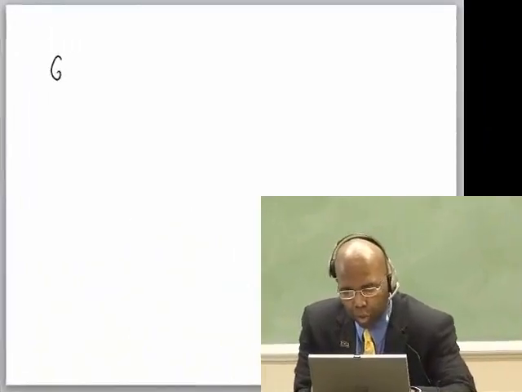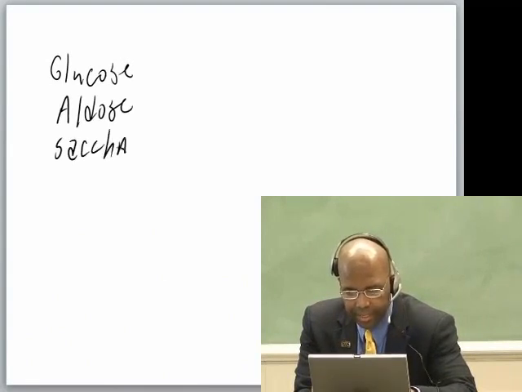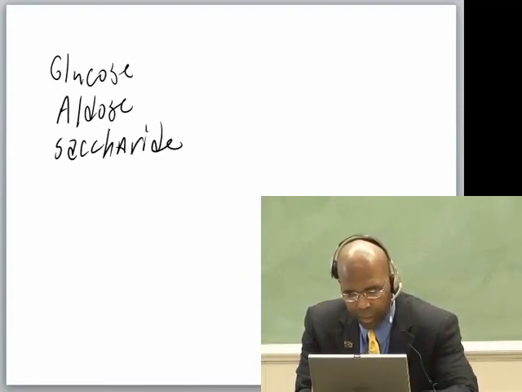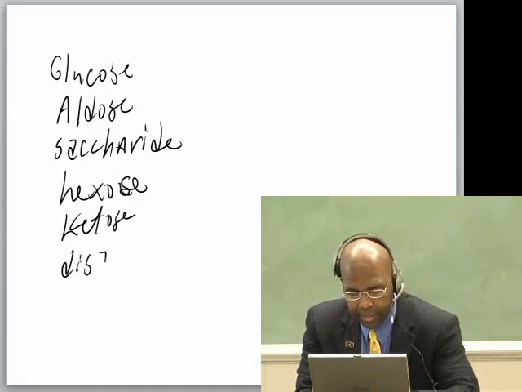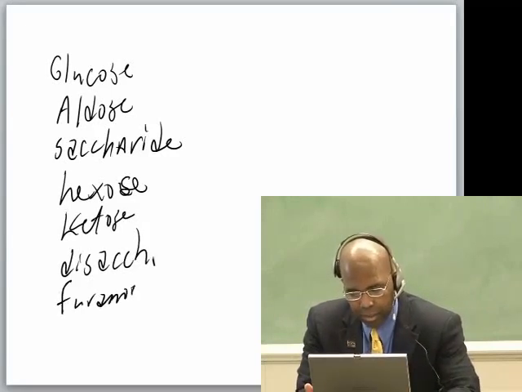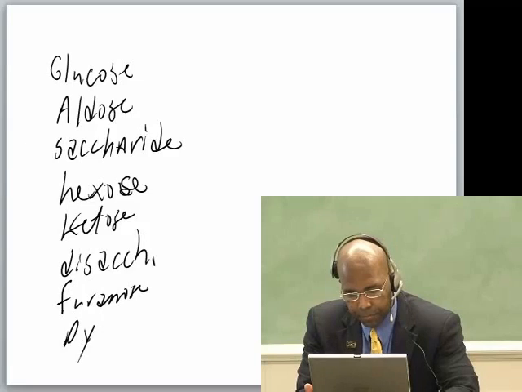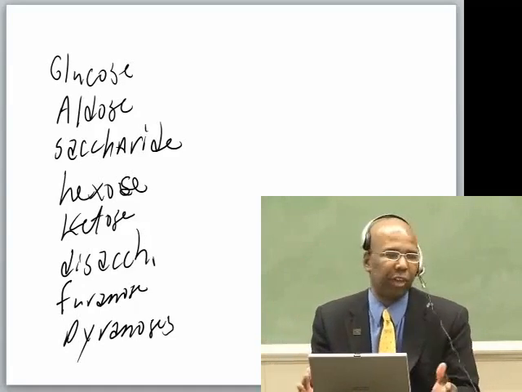Now, we've talked about a lot of different types of sugars. We've talked about things like glucose. We talk about aldoses, saccharides, hexoses, ketoses, disaccharides. Just a lot of different types of sugar. Furanoses, pyranoses, lots of different, all of these represent a sugar of some sort.